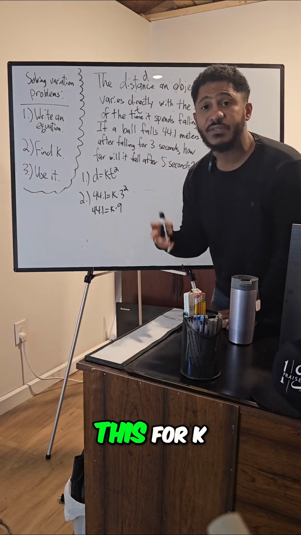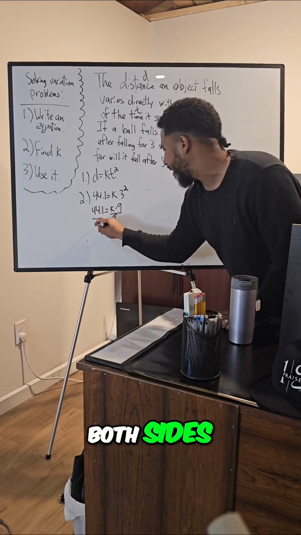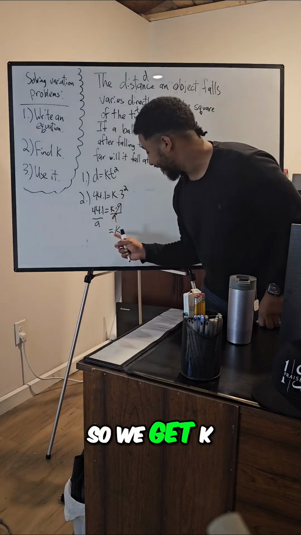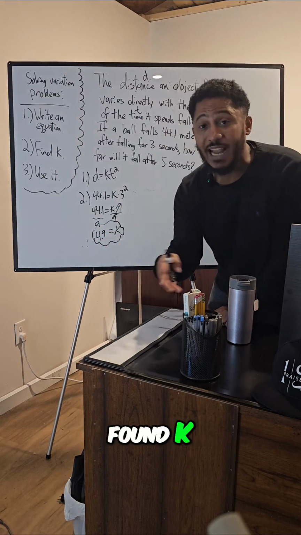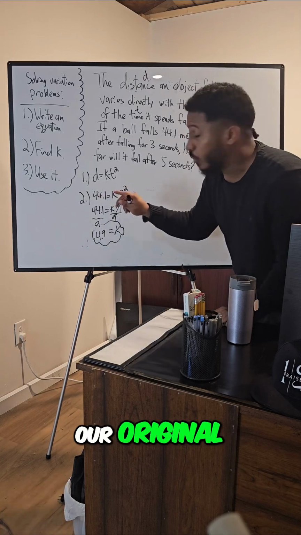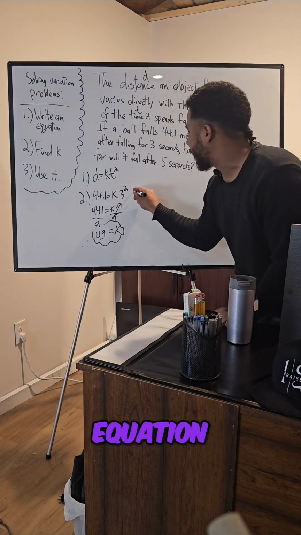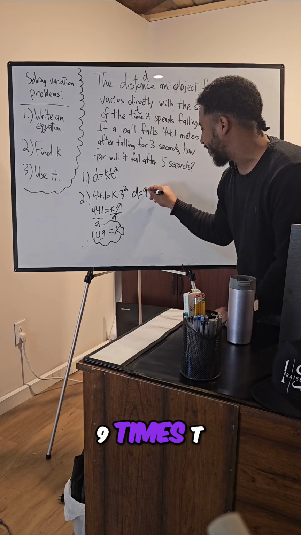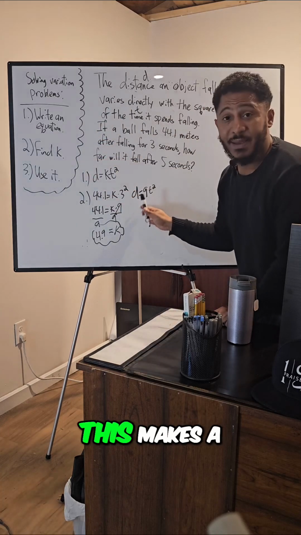How do we solve this for k? We divide by 9 on both sides. And this gives us k equals, now we use our calculator. So we get k equals 4.9. Got it. So once we found k, we have a new equation. So we knew our original equation, d equals k times t squared. Now our new equation becomes d equals 4.9 times t squared. So write an equation, find k, we found k, this makes a new equation.